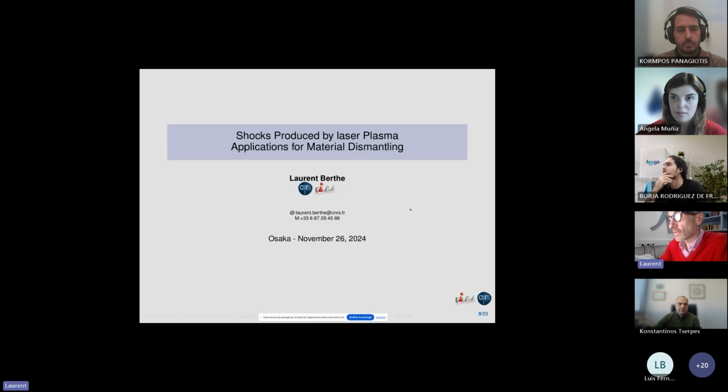This is stripping painting. And after that, I will show you new developments concerning the dismantling of laminate, in the framework of another project, a European project called Recreate.